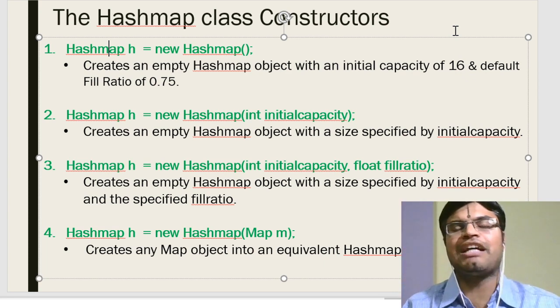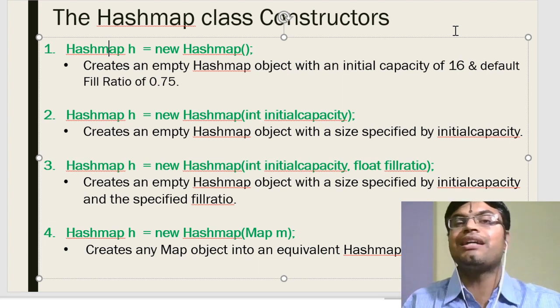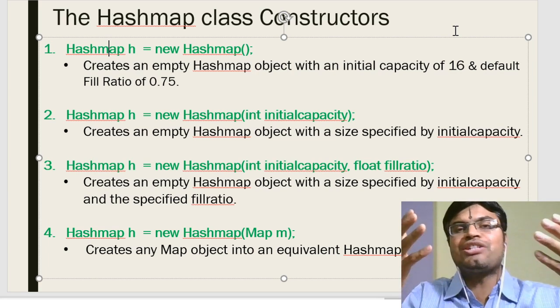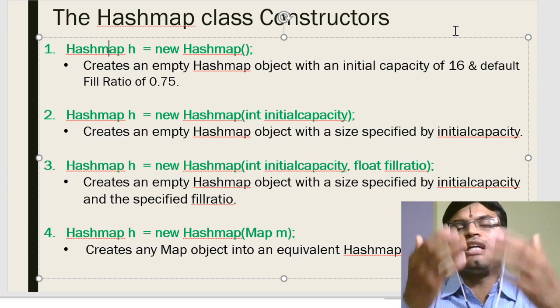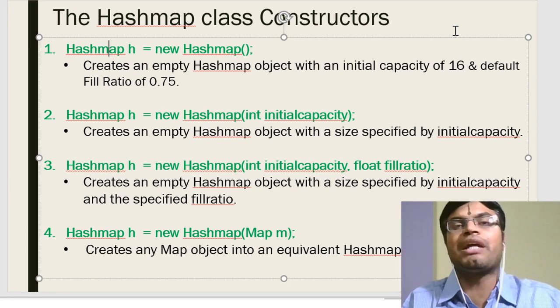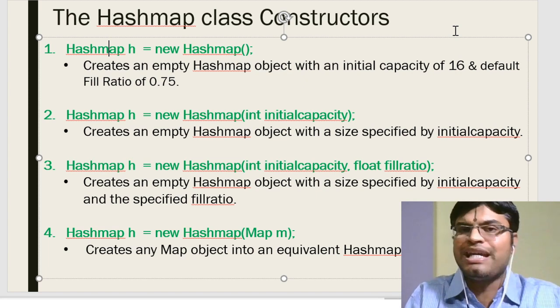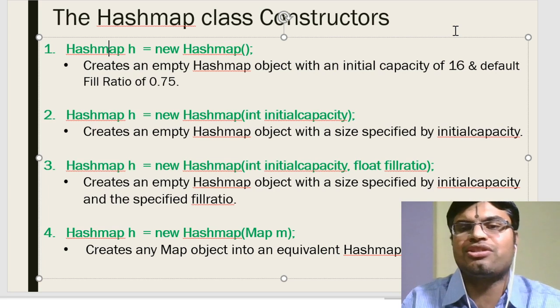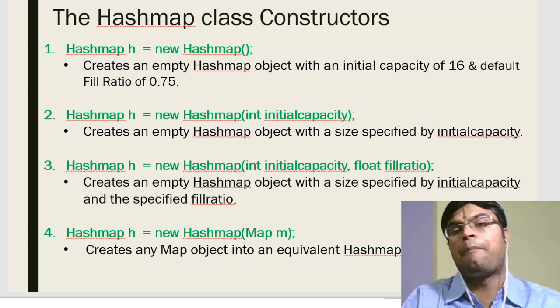Next, the second constructor, we have something called initial capacity. This initial capacity basically tells that I want to change the initial capacity of my hash map. Remember I just told you, the initial size of my hash map is 16. Now I can change that size to whatever I want initially. So if I want to change the initial capacity to 20, I can mention 20 as my initial capacity in the second constructor. But the fill ratio will remain the same in the second constructor.